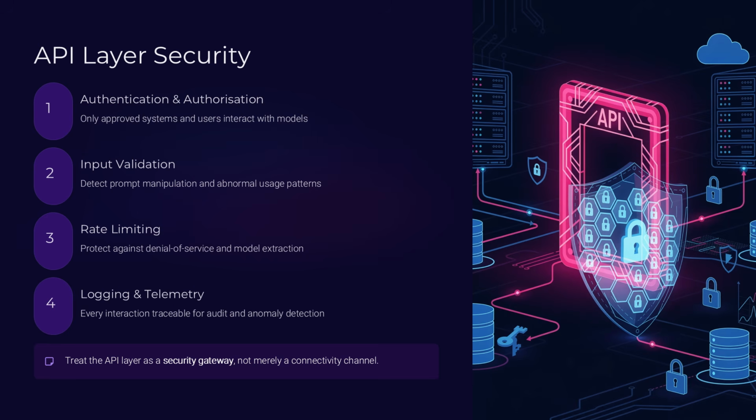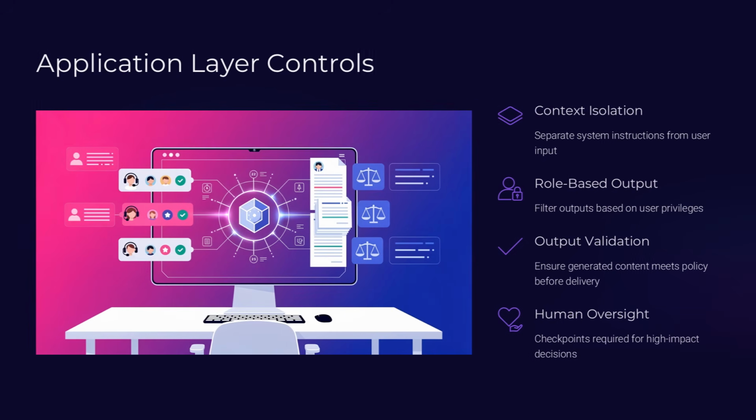Logging and telemetry must be comprehensive. Every interaction should be traceable for audit and anomaly detection. The application programming interface layer is where trust boundaries are clearly defined. External users and systems interact here. If this layer is weak, downstream layers are exposed. Architecturally, you must treat the interface layer as a security gateway, not merely a connectivity channel. Above the interface layer sits the application layer.